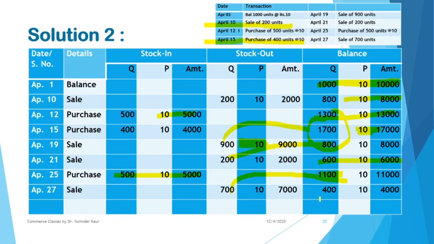So this is your closing stock. In your stock ledger, you can highlight this as closing stock. Your totals will highlight your purchases and cost of goods sold. Since this was the total of stock in, it means your total purchases should be 1400 units of 10 rupees at 14,000, and you can compare it with the purchase invoices.